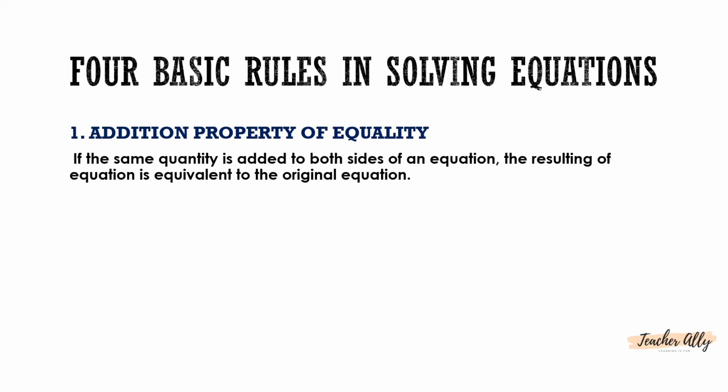There are 4 basic rules in solving equations. The first one is the addition property of equality. If the same quantity is added to both sides of an equation, the resulting equation is equivalent to the original equation. Example, A minus 5 equals 15. So we will add 5 to both sides. Negative 5 plus 5 is 0, so we will cancel it. And then we add 15 plus 5. So the value of A is 20.